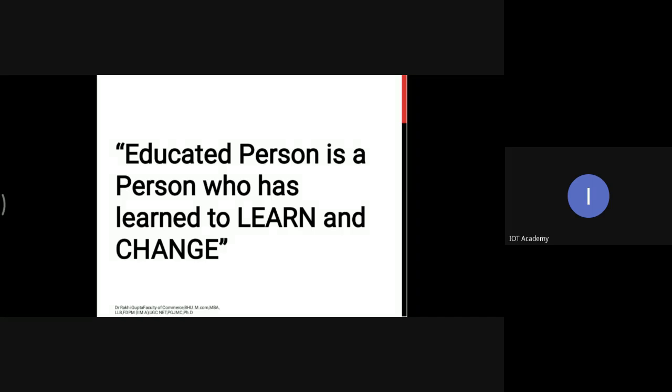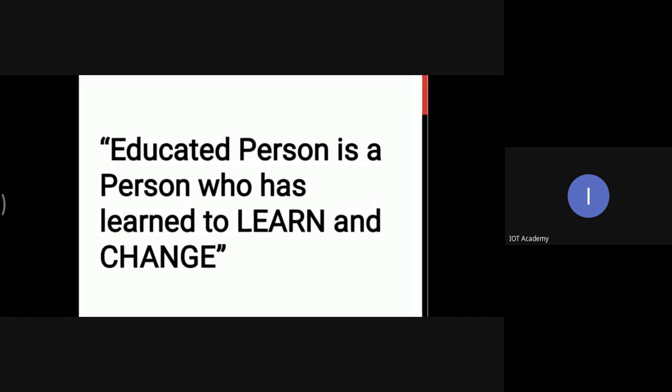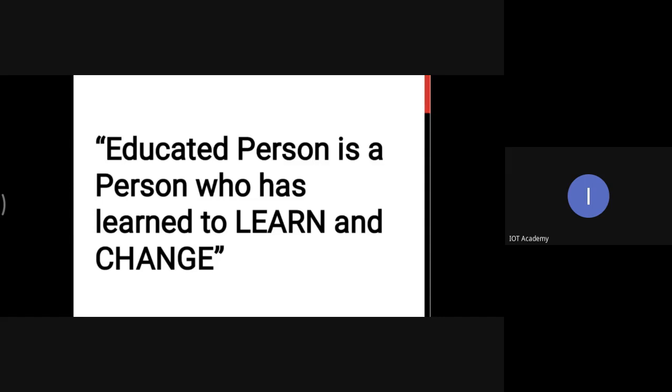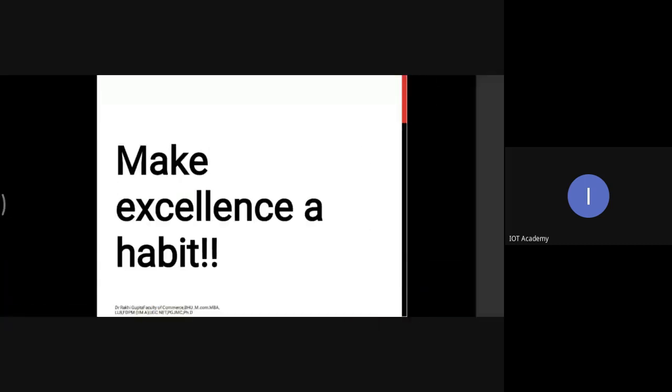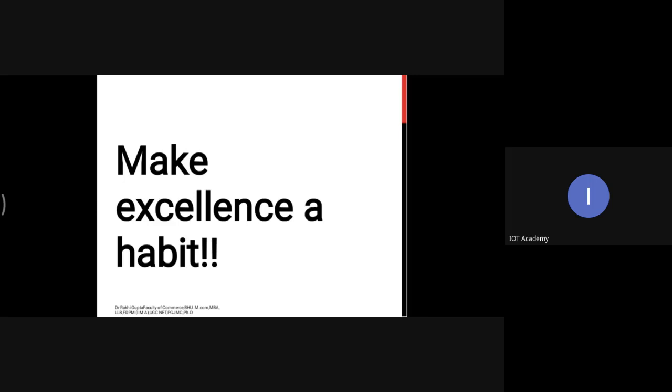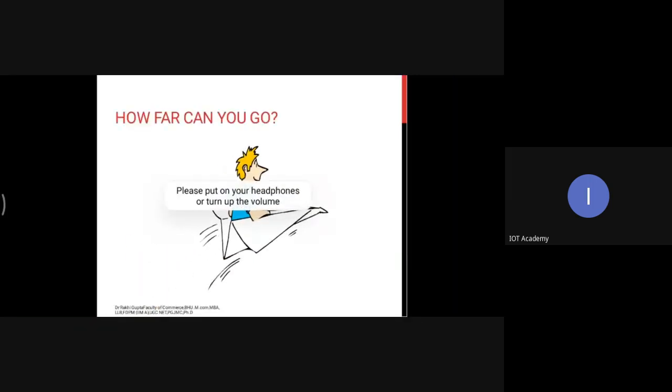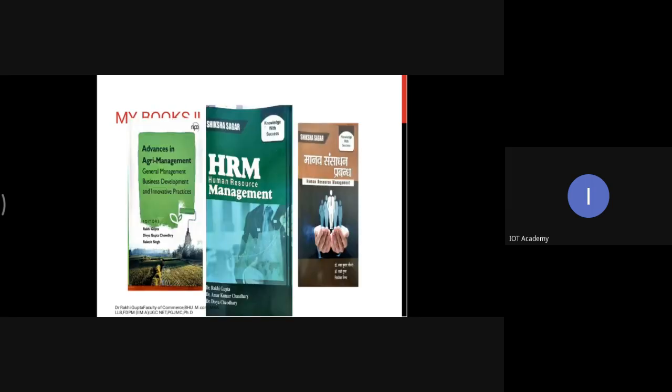And it says that an educated person is a person who has learned to learn and change. So in case you have been a researcher who was following unethical practices, of course we can change ourselves and move towards being more ethical. And it says make excellence a habit. That's how far we can go in our research. It's all in our hands to be quite ethical in our research.